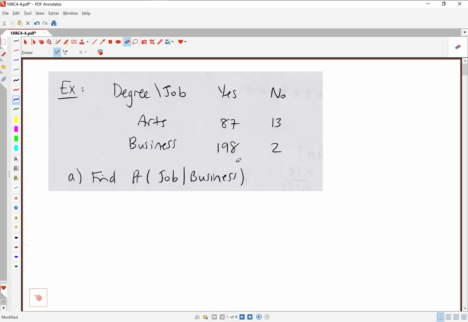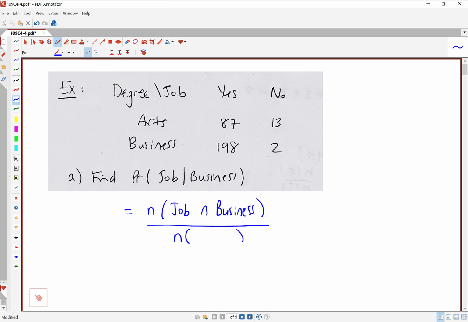Well, since we've got the number of students who fall into each of the categories, we're going to use the second formula where we're talking about number of elements. And we're supposed to go number in job intersect business. So that's the number of students who have a job and are in business. And what we're dividing by is the number of elements in the second set. So just the number of students who are in business.